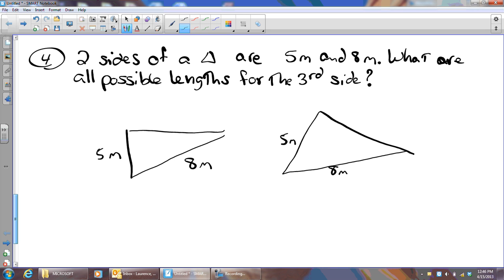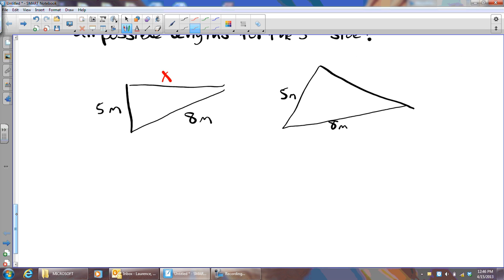Okay, so that's 5 meters, 8 meters. It could be a lot of different ways. I want to know how long that other side could be. Well, this is really a simple problem. You see, there's a rule that says any 2 sides of a triangle have to add up to be more than the third side. If I take the 2 sides I know and add them together, I get 13. x can't even be 13, because if x were 13, then these two sides wouldn't add up to be more. So 5 plus 8 is 13. x has to be smaller than 13.